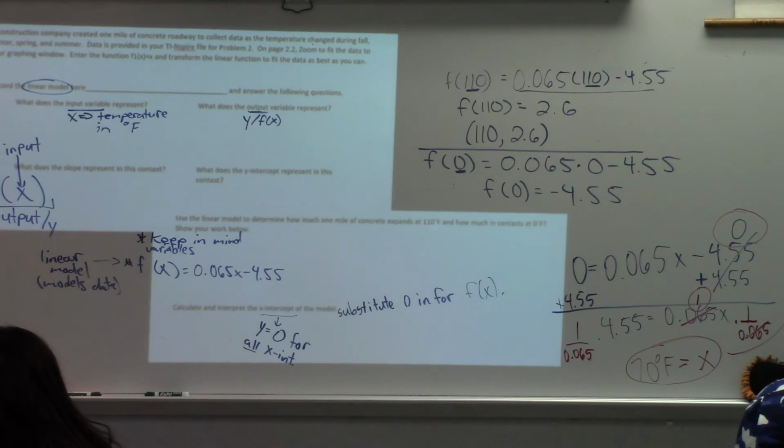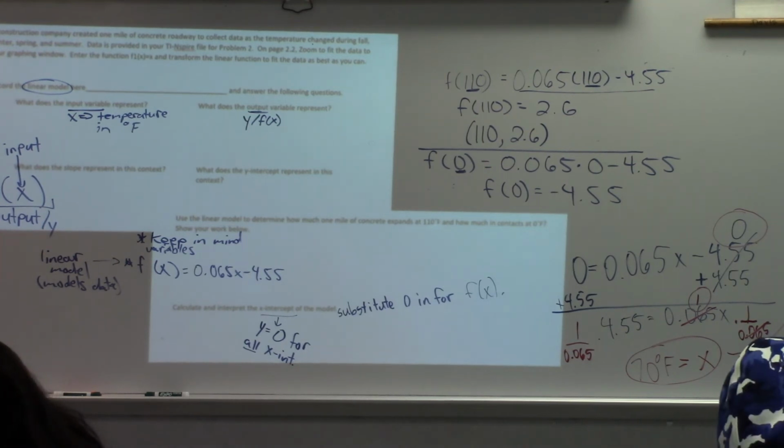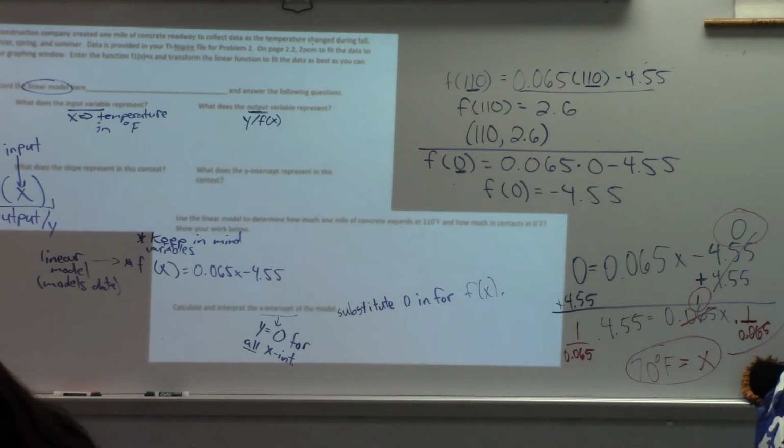What am I missing? You put it in y. Oh, I need an x and I need a y. So it'll have to be 70 and 0. Every intercept should always be written as a point. If it is not, you don't have an x-intercept.